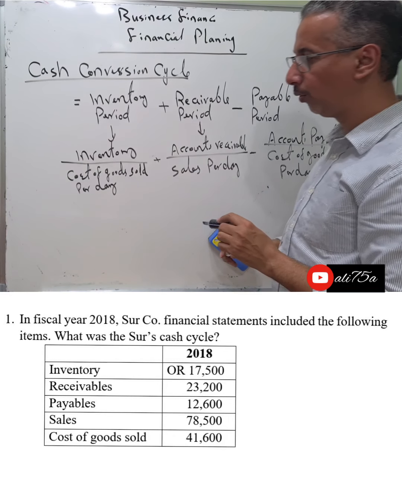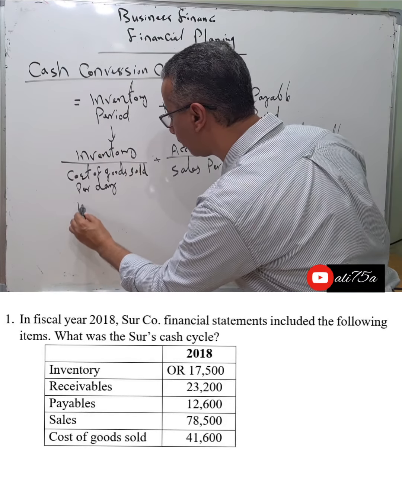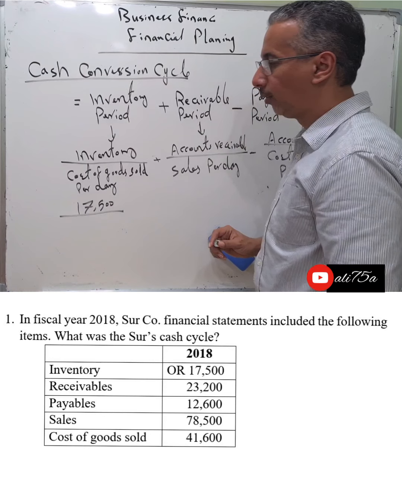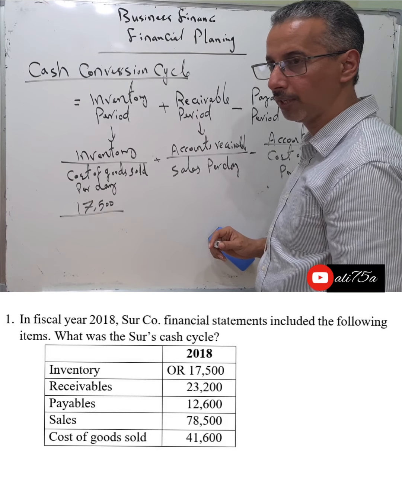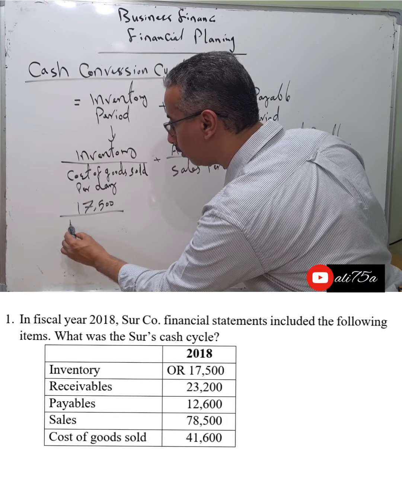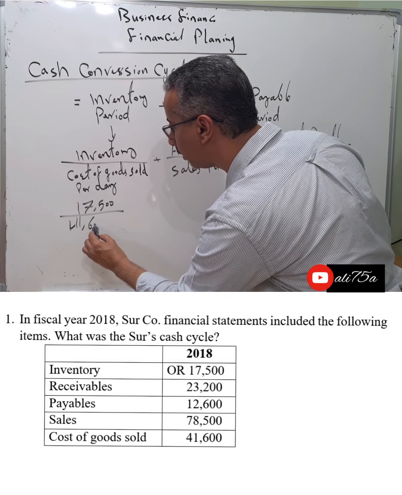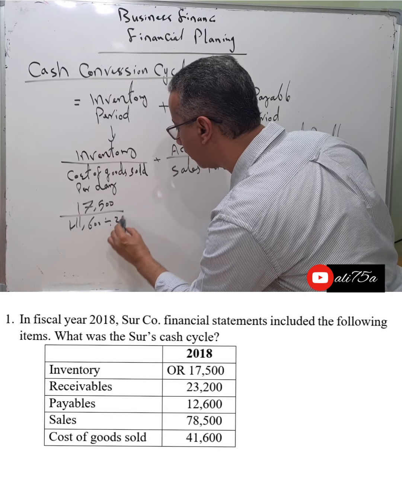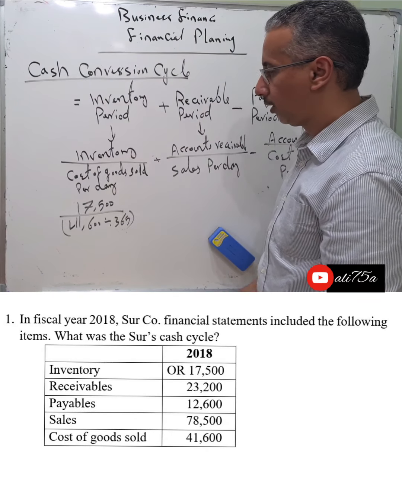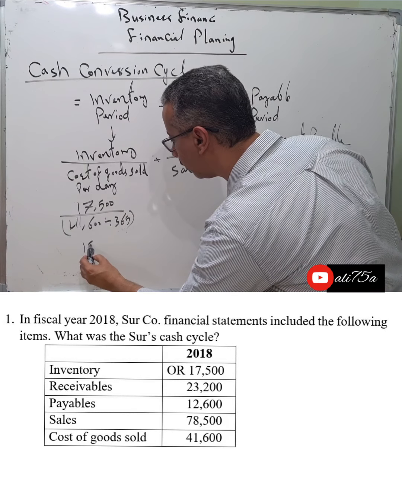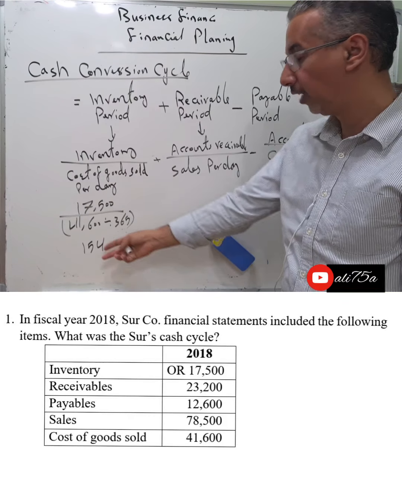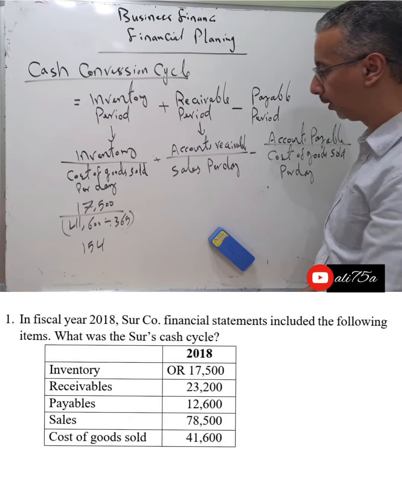Inventory. According to the question, we have inventory 17,500 divided by the annual cost of goods sold, 41,600, divided by 365 days. It will give us 154 days. The inventory takes around 5 months to keep in our stock.